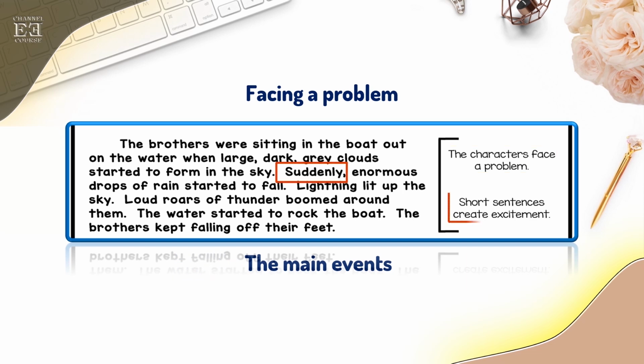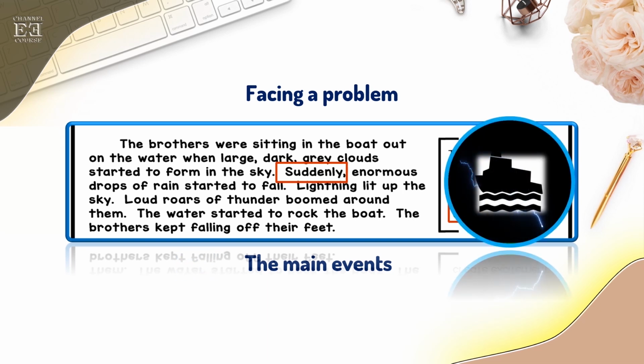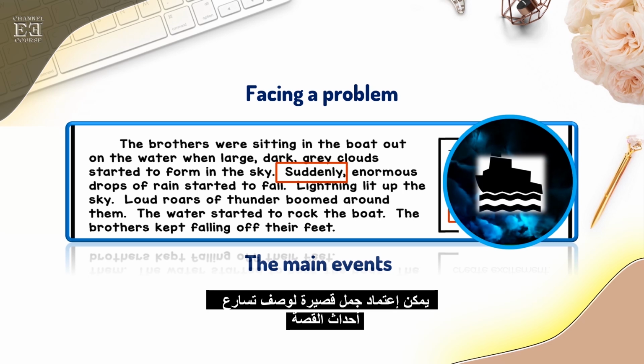Let's read this part. "Suddenly, enormous drops of rain started to fall." This is a short sentence followed by 3 other short ones, describing a problem and leading up to the main event, which will follow in the next paragraph.